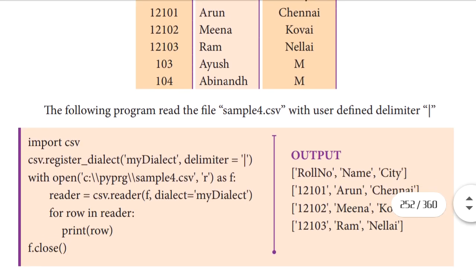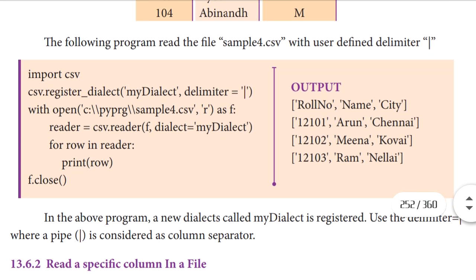The following program reads the file sample4.csv using a user defined delimiter, the pipe symbol. If you see the second line here, csv.register_dialog, my dialog is given, and next the delimiter is equal to the pipe symbol. The default delimiter is a comma, but here we mentioned the pipe symbol. So the output looks like this. It removes the pipe symbol, then it displays the data properly.